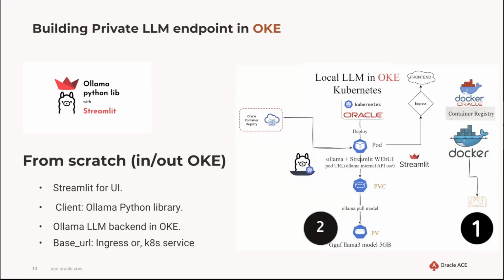As you can see in the small diagram, you have the Ollama backend that is already running on your OKE. It has a PVC. You pull the model, a GGUF llama model, same example that we did before, and Streamlit would just be another pod in your Kubernetes cluster.